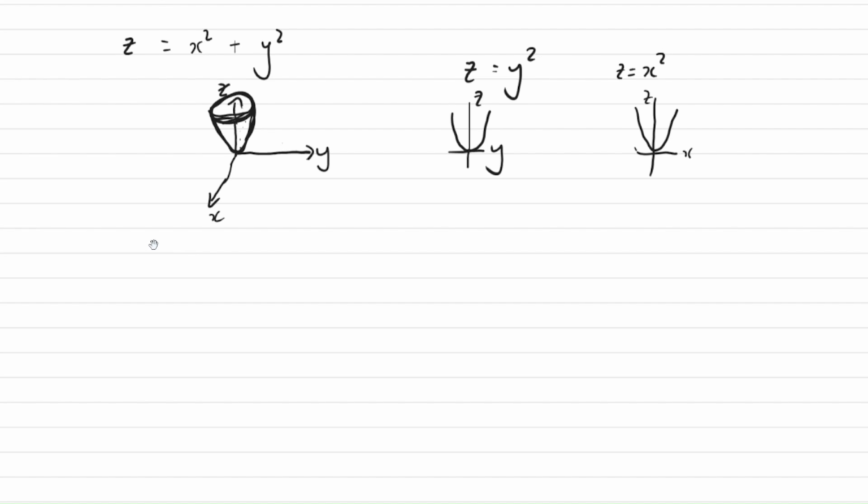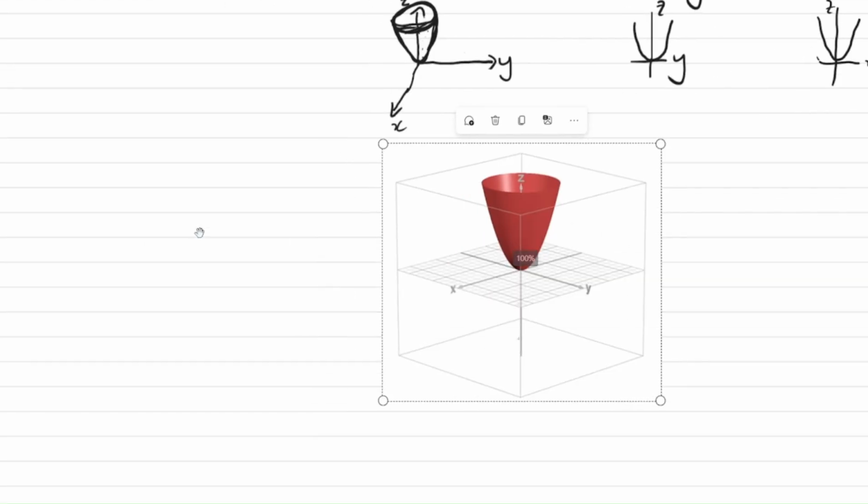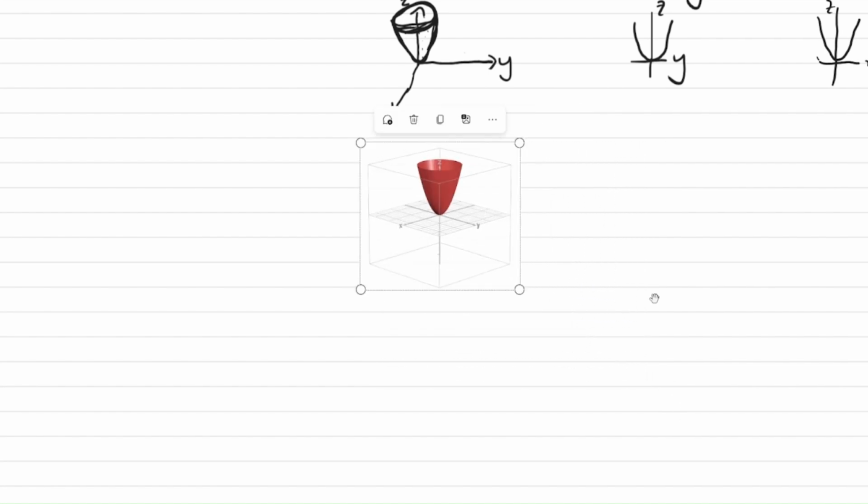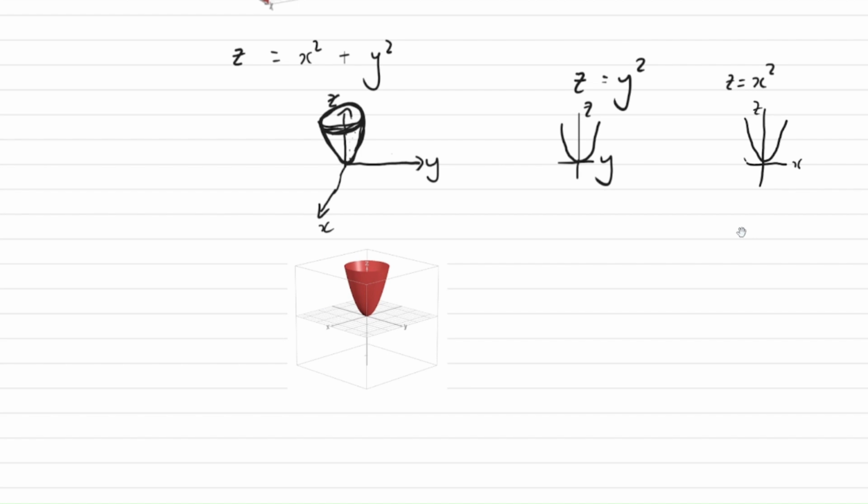And if we put this plot in our software that we can run online, then we see that it looks something like this, which is kind of what we had come up with as well.